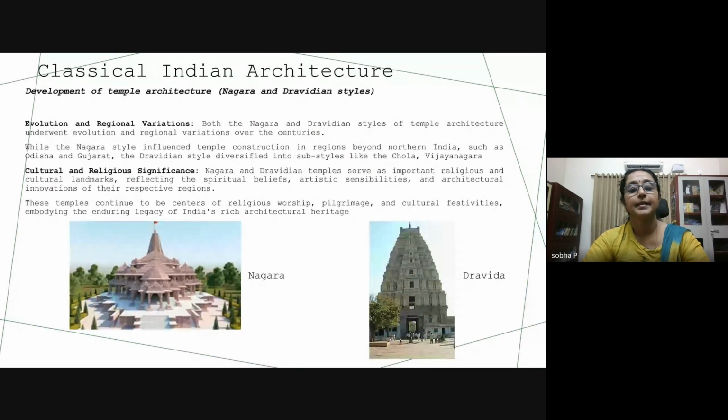And here is an example of Nagara as well as Dravida, and how the evolution and regional variation happened is that they underwent evolution and variation over the centuries. While the Nagara style was in northern India, like Odisha and Gujarat, the Dravidian style diversified into substyles like the Chola and Vijayanagar. Nagara and Dravidian temples serve as important religious and cultural landmarks that reflect the spiritual beliefs and innovations. They continue to be centers even now of worship, pilgrimage, and cultural festivities, which embody the enduring legacy of India's architectural heritage.